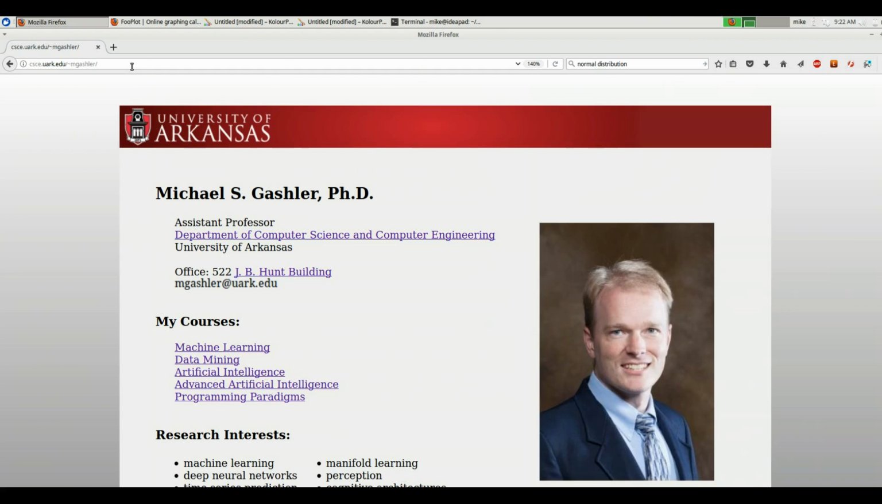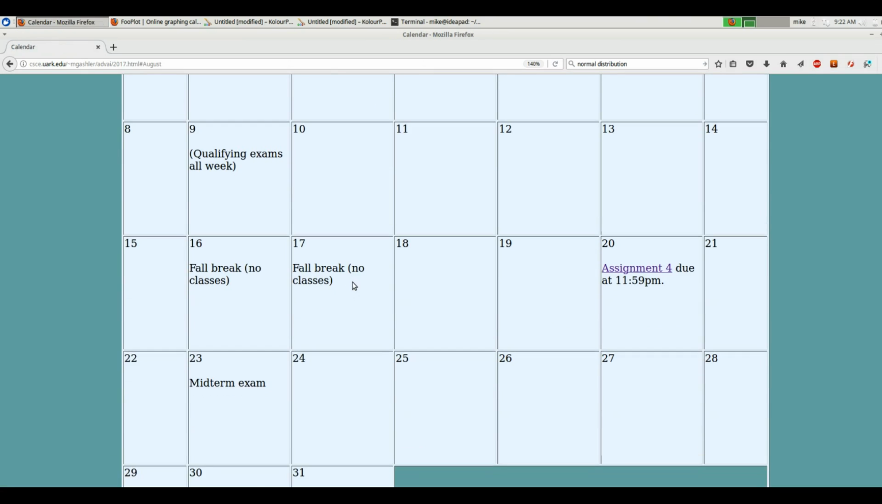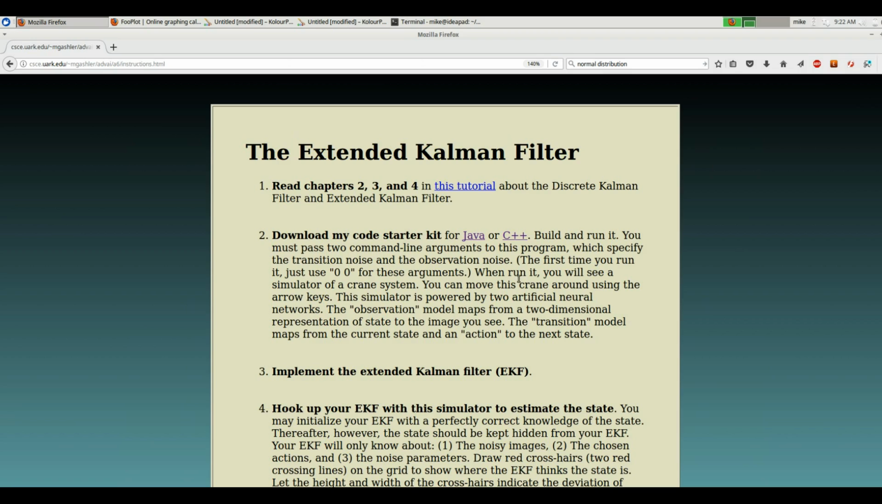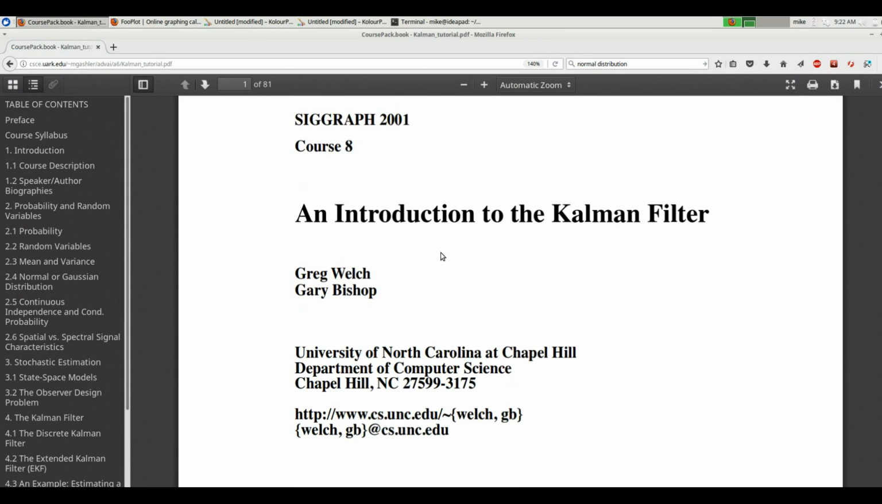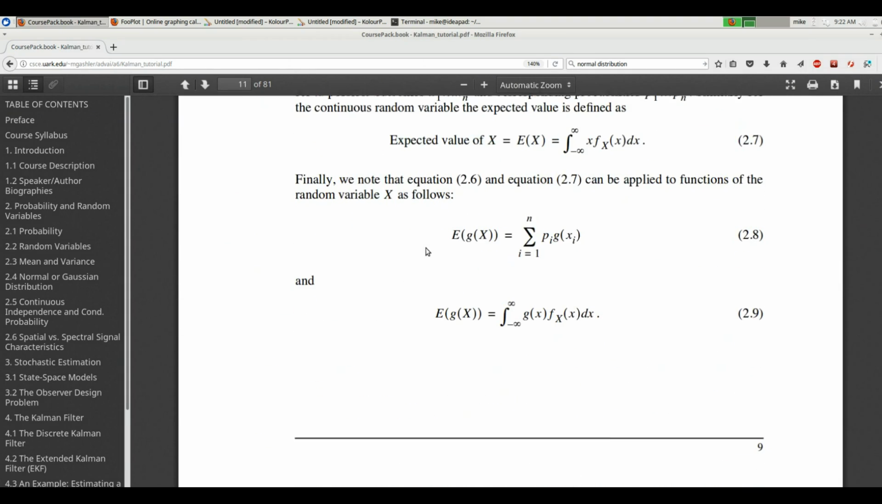3 minutes. Oh boy, that's not going to work so well. So, assignment 6. Here's a little tutorial about the discrete Kalman filter. And I'm going to scroll down to the math. There's a bunch of math.